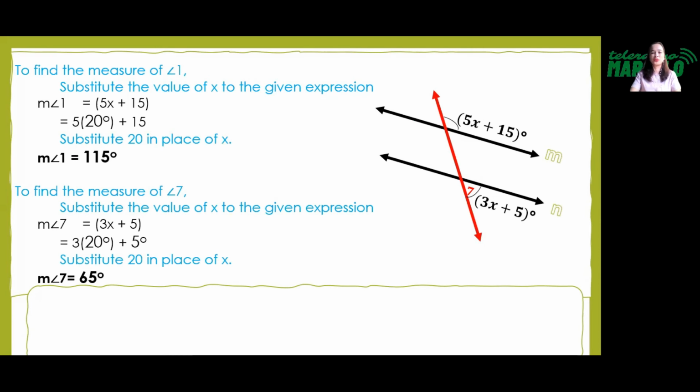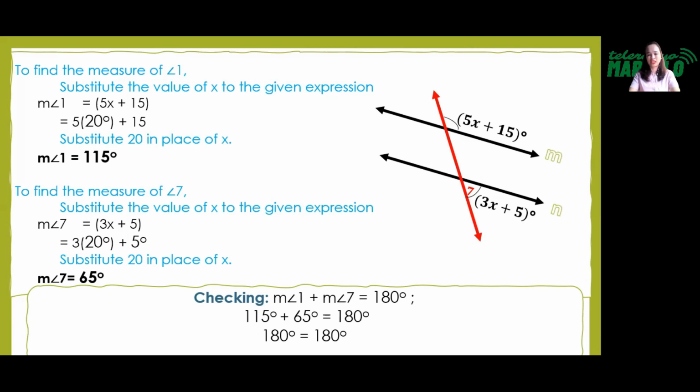If you want to check your work, we can do it by saying that measure of angle 1 plus measure of angle 7 is equal to 180 degrees. Substitute the value we obtained for measure of angle 1, which is 115, and do the same thing with measure of angle 7, which is 65, and equate that to 180. Take the sum of 115 plus 65, that is 180, and it is equivalent to 180. Angle 1 and angle 7 are same side exterior angles, and they are supplementary angles.